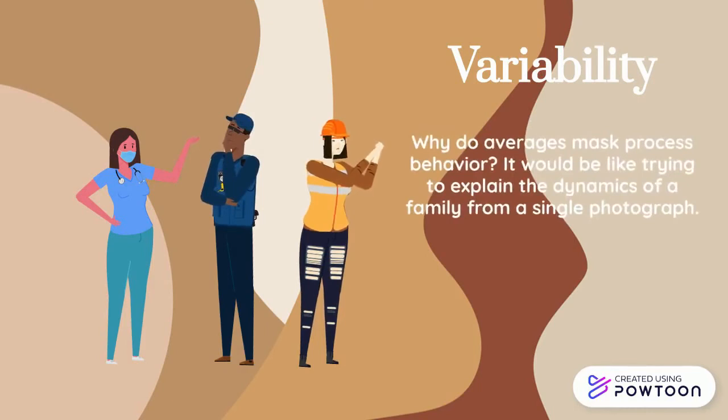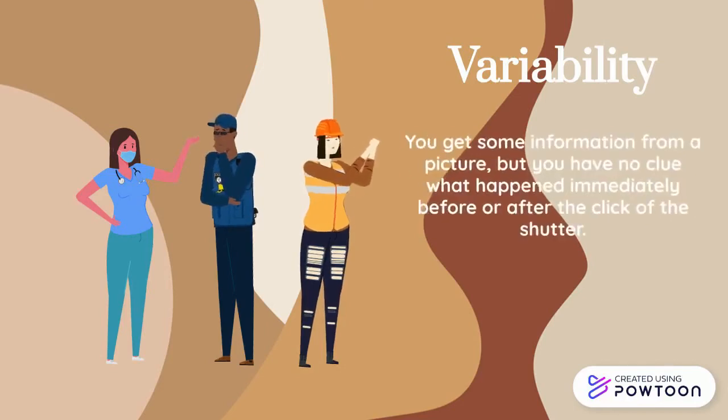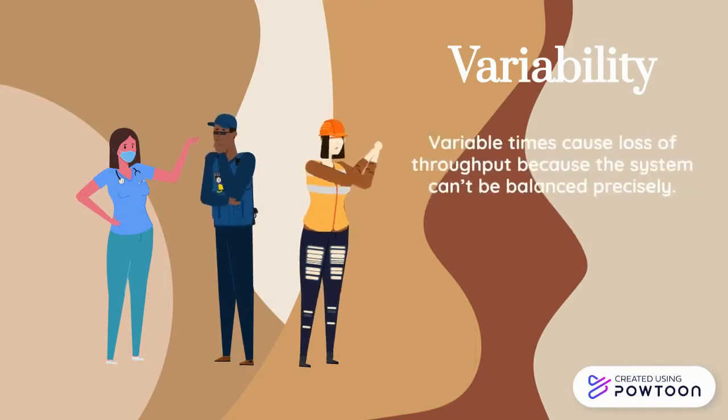Why do averages hide process behavior? It would be like trying to explain the dynamics of a family from a single photograph. You get some information from a picture, but you have no clue what happened immediately before or after the click of the shutter. Variable time causes loss of throughput because the system cannot be balanced precisely.